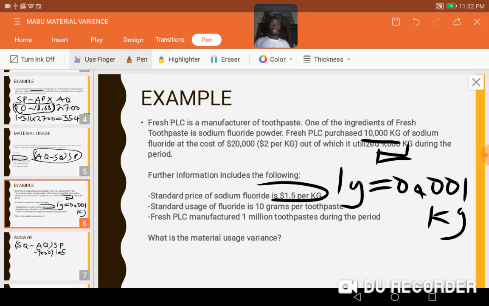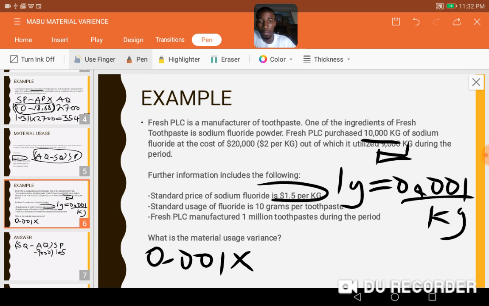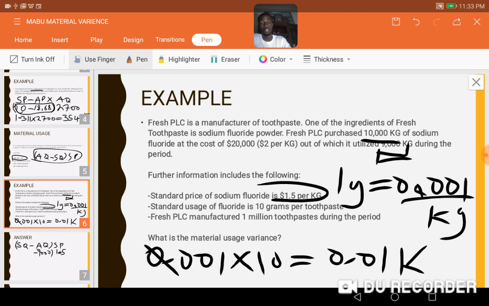Therefore, they're saying the fluoride uses 10 grams per toothpaste. Therefore, because we have 0.001, it's 0.001 times 10 grams. How much is it going to be? Because you multiply by 10, it's going to be 0.01. That is our standard usage converted to kg, because here we are using kgs. So 10 grams to kgs equals 0.01 kgs.